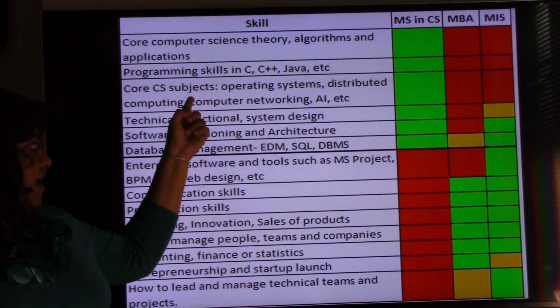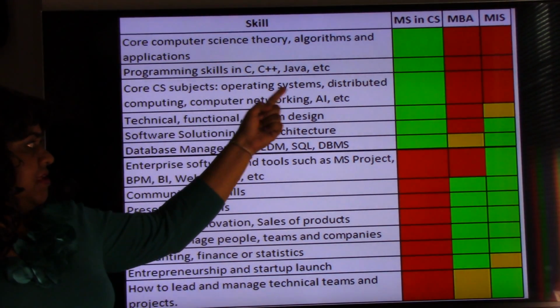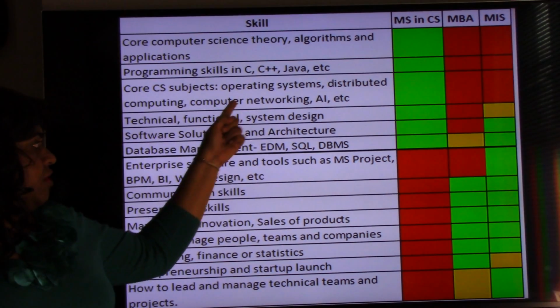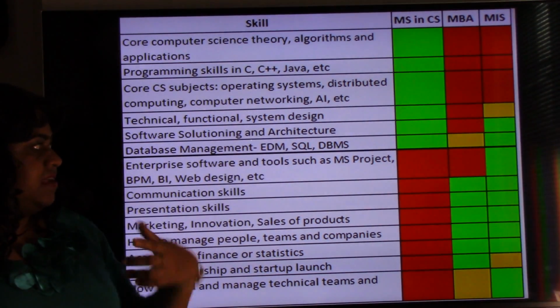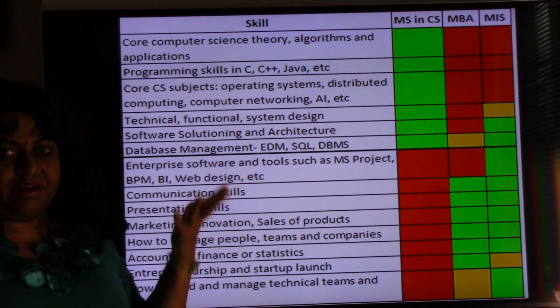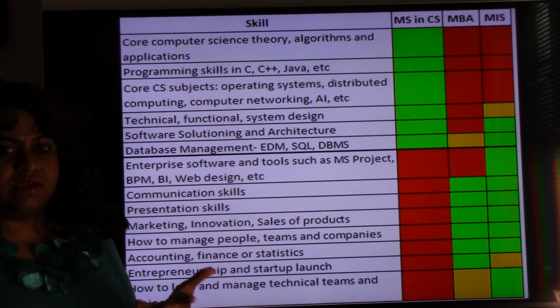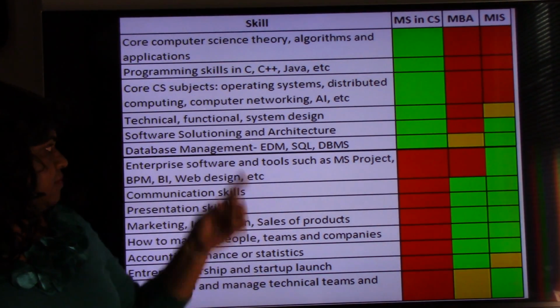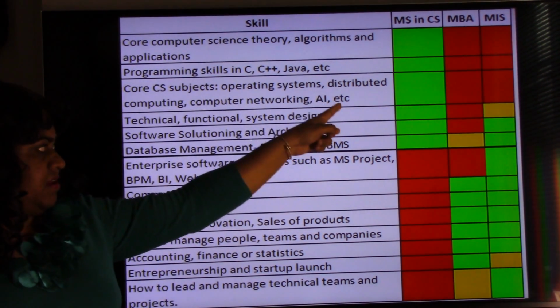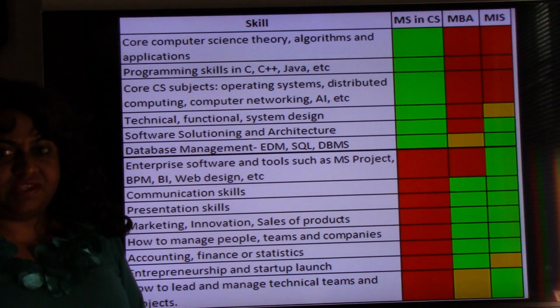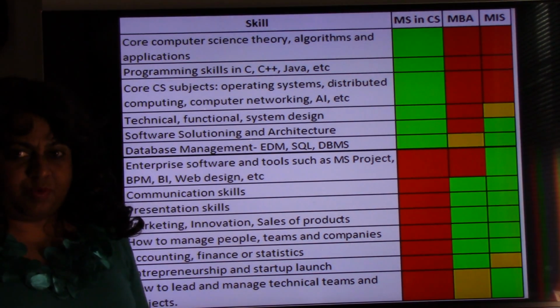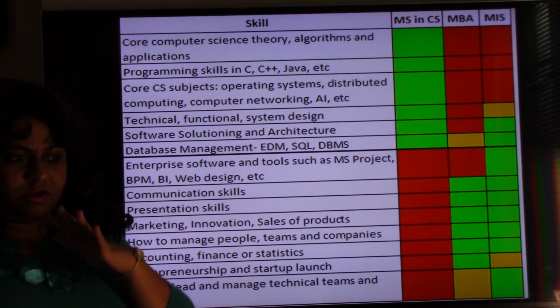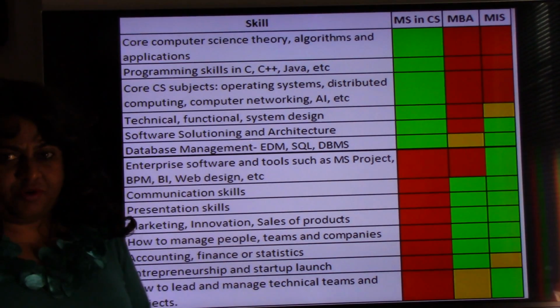Core computer science subjects such as operating systems, distributed computing, computer networking, artificial intelligence, etc. And even compiler design, computer graphics, all these things, they are taught only in an MS in computer science. So they don't teach you these things in an MBA or in an MIS program. So if you want to learn all about distributed systems or parallel programming or compiler design, then you probably want to do an MS in computer science.